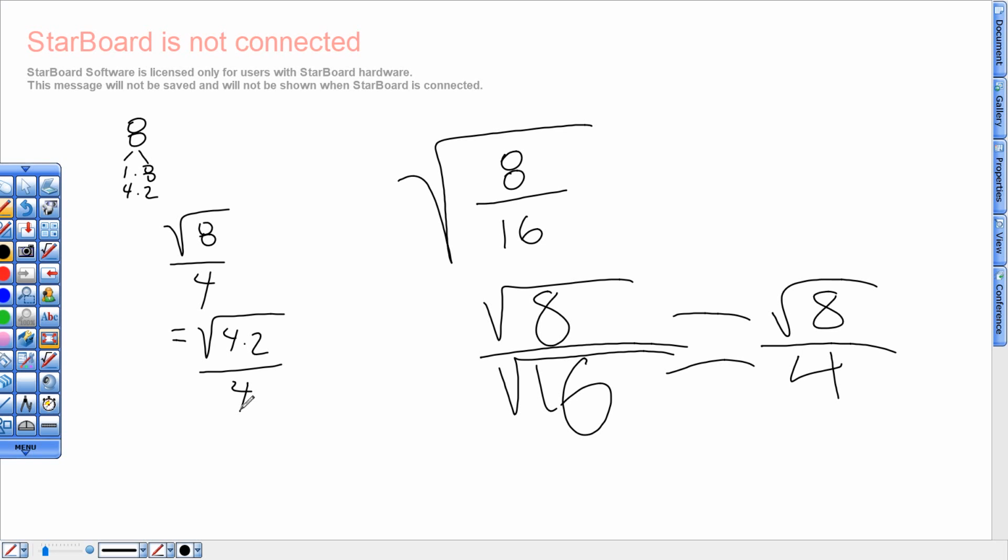And then this would turn into the square root of 4 times the square root of 2 over 4. And it looks like you could divide these out, but it doesn't, because this turns into 2 right here. So that would end up being 2 times the square root of 2 over 4. But that one's a little too yucky, right? Yeah. Yeah, let's not do that.